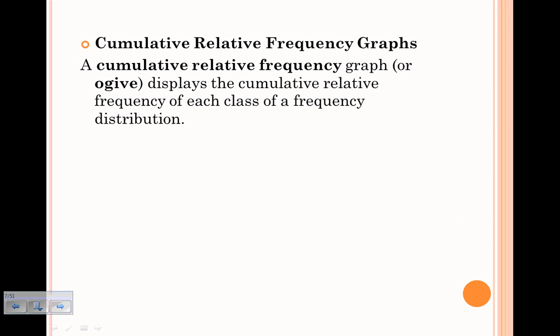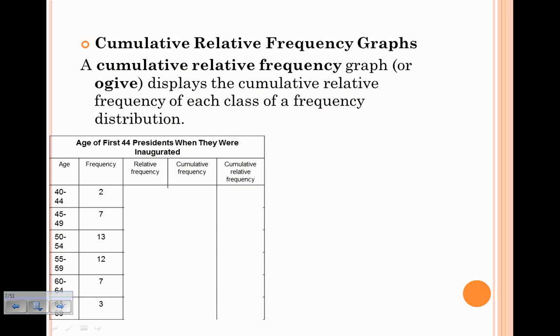All right, cumulative relative frequency graphs. Say that 3 times fast. A cumulative relative frequency graph displays the cumulative relative frequency of each class of a frequency distribution. So the age of the first 44 presidents when they were inaugurated. Here I can see that there were 2 between the ages of 40 and 44. And you can see all the way down, between 65 to 69, giving you 3.